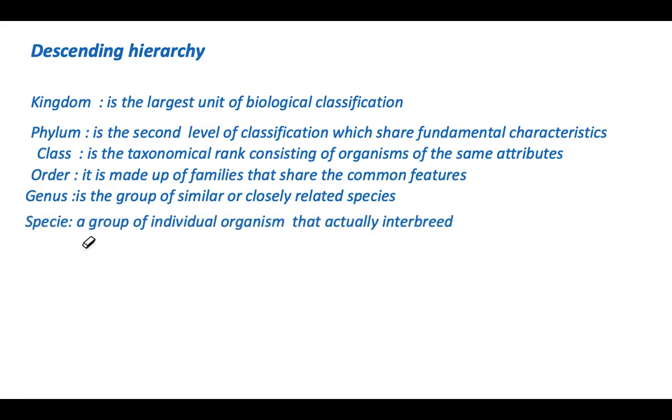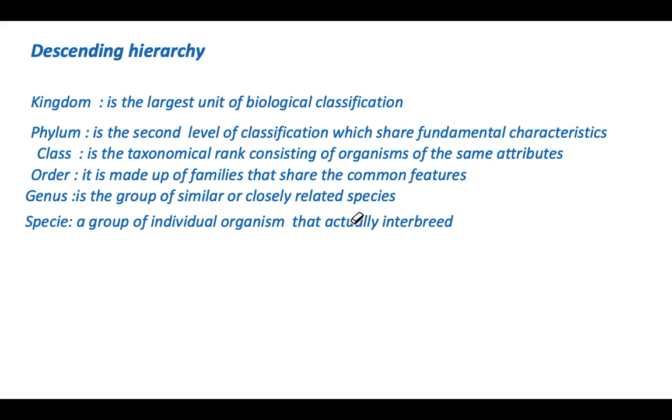And then we have a species, a group of individual organisms that actually interbreed. So we have animals that can breed and then animals that can't breed. For example, when you cross a cow with a lion, it can't work. The genetic constitution is different, the chromosomes are different, the package, the DNA is different. So nothing will happen when those animals are crossed.